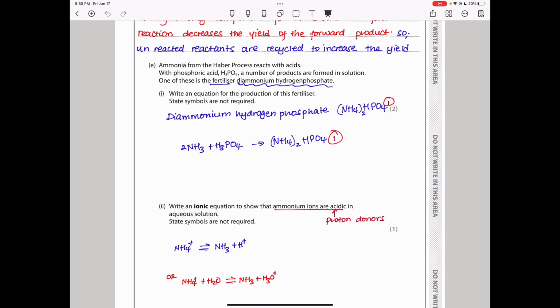With phosphoric acid, a number of products are formed in solution. One of these is a fertilizer, the ammonium hydrogen phosphate. They say write the equation for the production of this fertilizer. So it's the ammonium hydrogen phosphate. Of course, if it's made by reacting ammonia and phosphoric acid, it means they are combining to produce one.